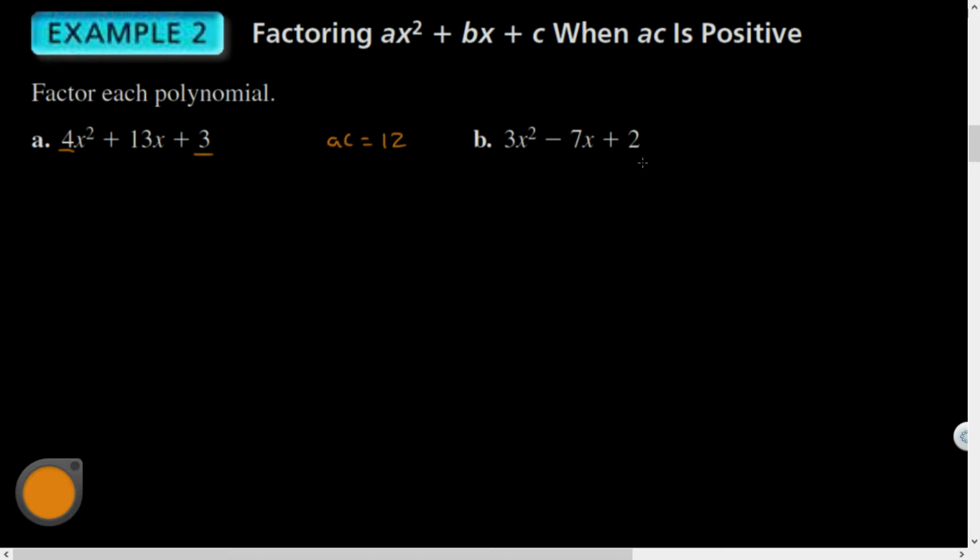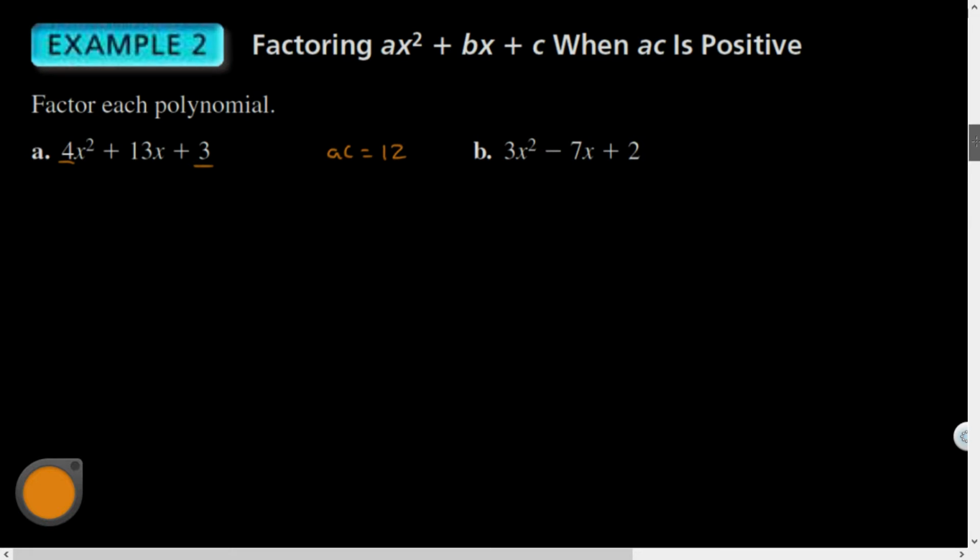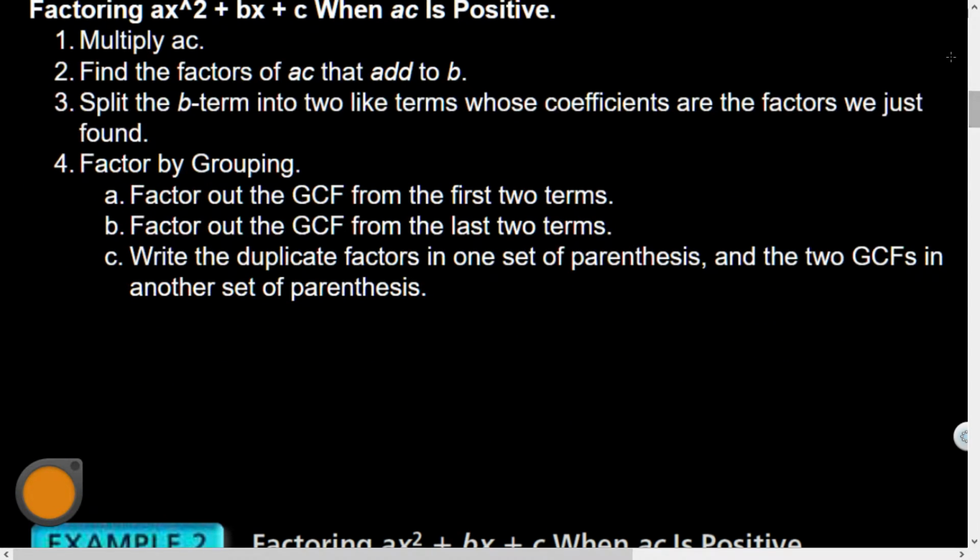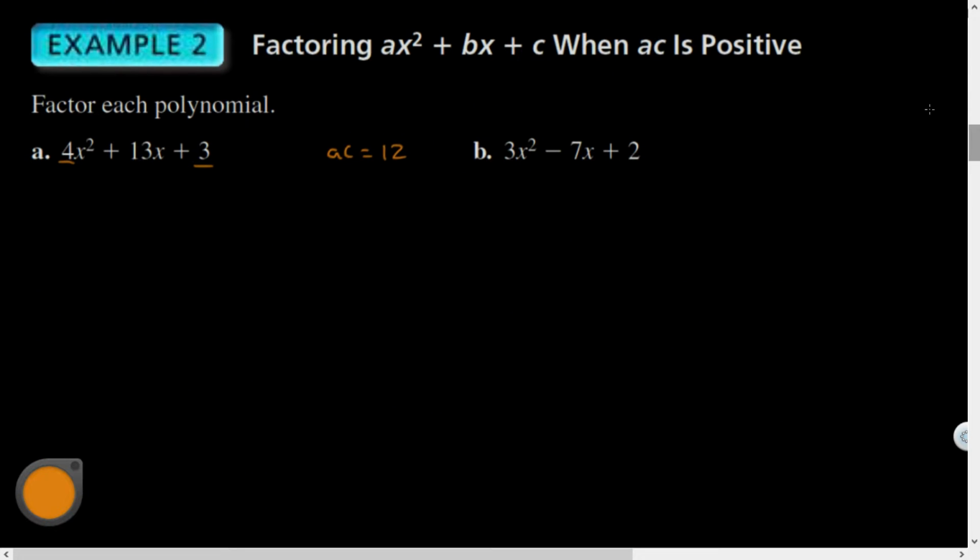12. Okay, yeah, 12. So multiply AC, step 1 is done. Step 2, find the factors of AC that add to B. Because AC is positive, those multiplied to be a positive 12. So I'm going to find the ones that, because this is positive, add to 13.